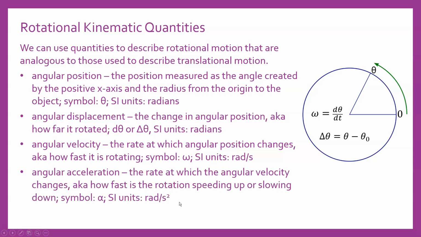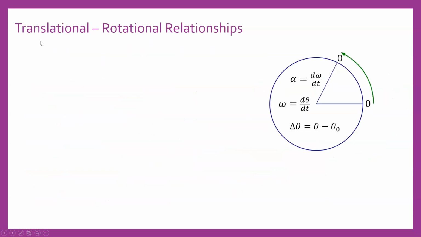Angular acceleration is the rate at which the angular velocity changes. It's also known as how fast the rotation or spinning is speeding up or slowing down. Its symbol is the Greek letter alpha. It has SI units of radians per second squared, and mathematically it is d omega dt. We can see through our definitions, our units, as well as our math definitions, these rotational kinematic quantities are very similar to their translational counterparts. Let's take a look at the relationship between our translational and rotational quantities.